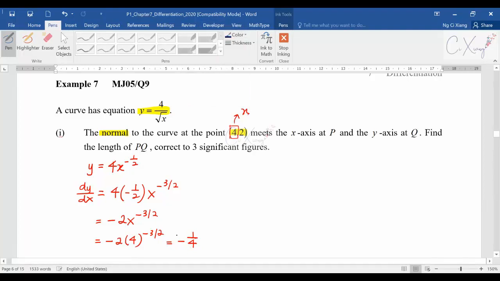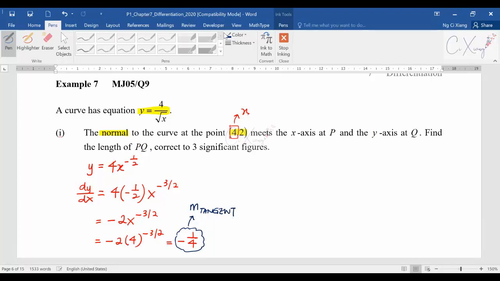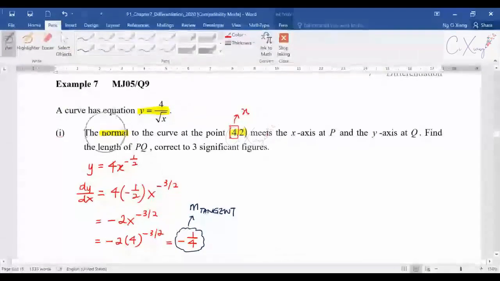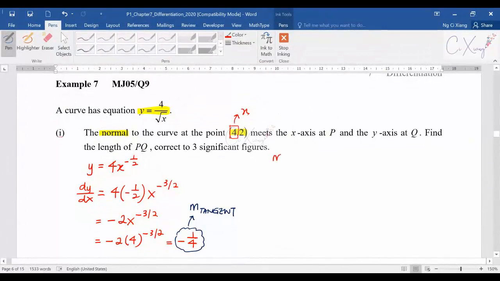Alright, so just to remind you all, what is the meaning of this -1/4 here? What is dy/dx? It is the gradient of tangent. Now we have the gradient of tangent here, but this question is talking about the normal. Therefore, I can use the concept to find the gradient of normal. So the gradient of normal is equal to 4, that is 4 times negative 1/4, you get negative 1. Then I can form the equation of normal.